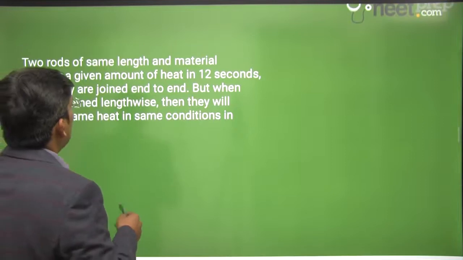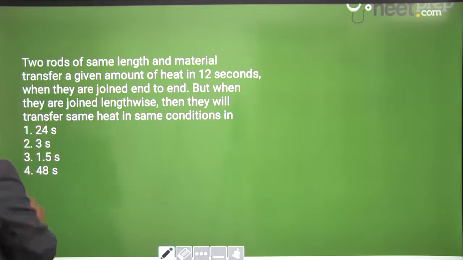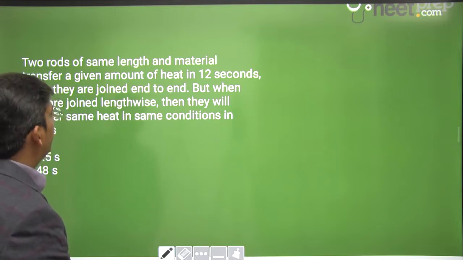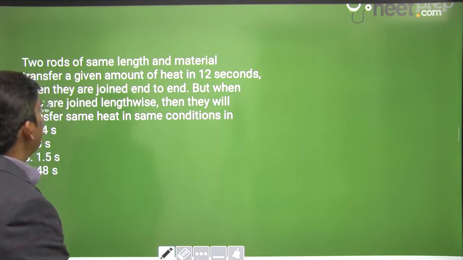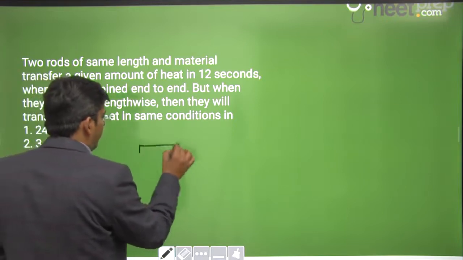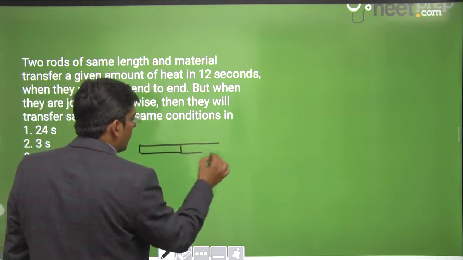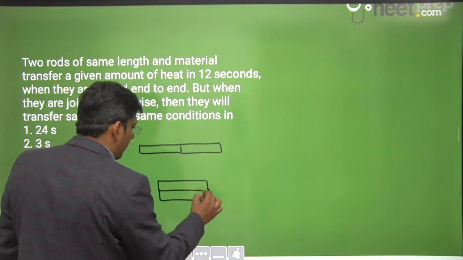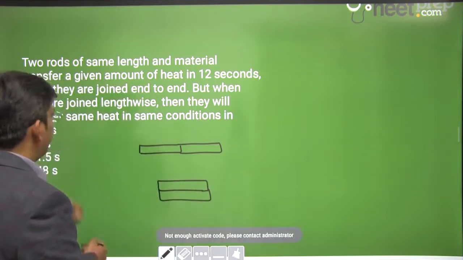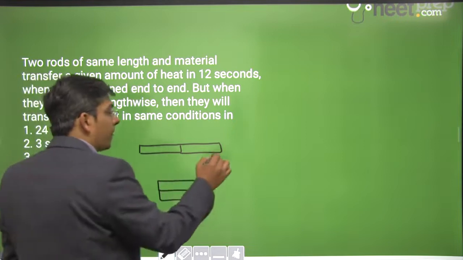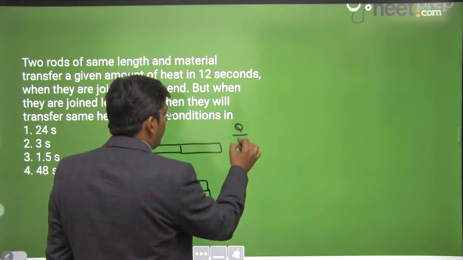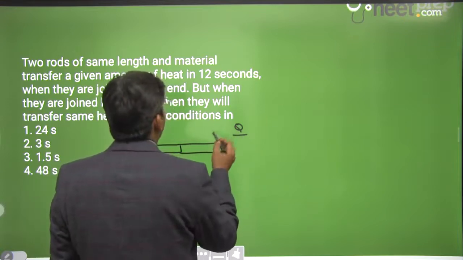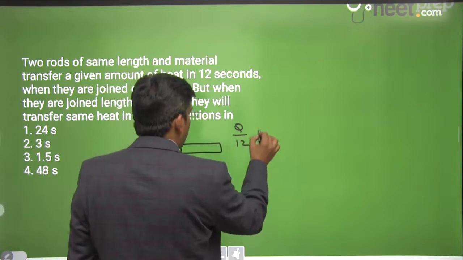Now two rods of same length and material transfer a given amount of heat in 12 seconds when they are joined end to end. End to end means, dear students, series combination, right? And lengthwise means parallel combination. See, Q upon T, rate of flow of heat. So time is given here, 12 seconds, is equal to K.